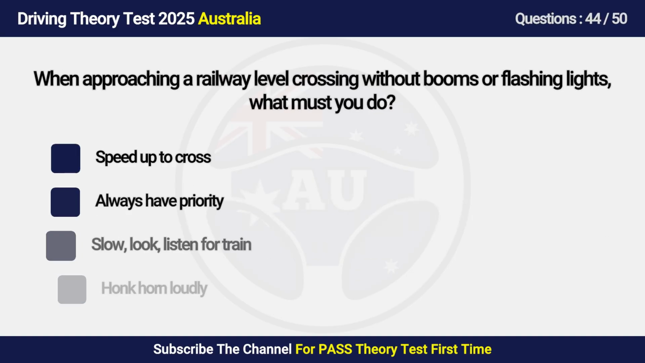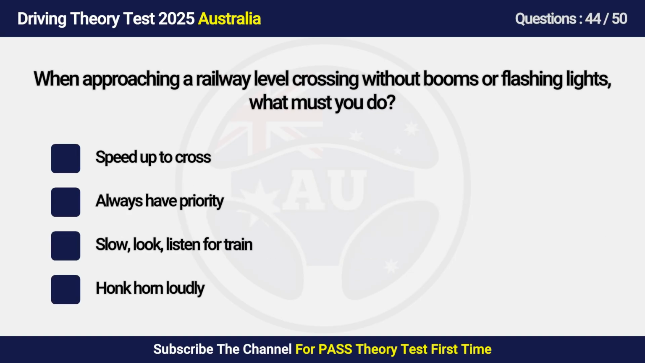Question 44. When approaching a railway level crossing without booms or flashing lights, what must you do? A. Speed up to cross. B. Always have priority. C. Slow, look, listen for train. D. Honk horn loudly.